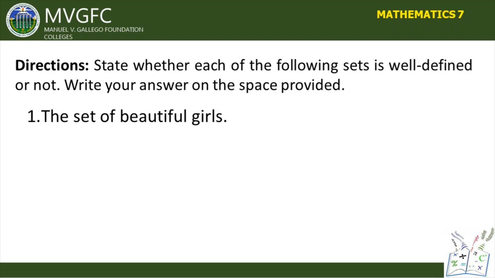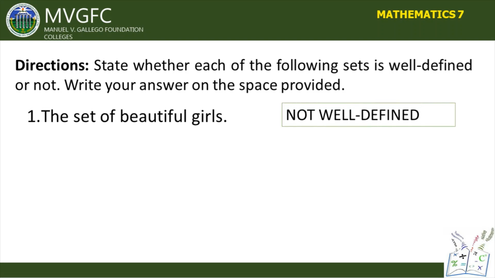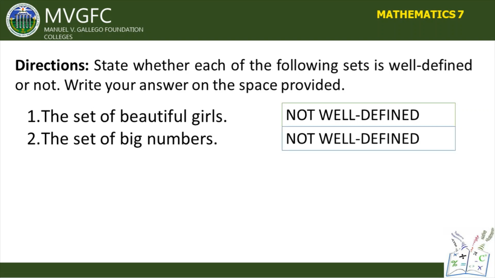For number 1, the set of beautiful girls. Is it well-defined or not? Okay, that is not well-defined. But why? We cannot determine those that are beautiful or those beautiful girls. We don't know. It can be me, it can be you, it can be any other girls. Okay, that's why this is not a well-defined set. How about number 2, the set of big numbers? Okay, number 2 is still not well-defined because we don't know what are those big numbers.